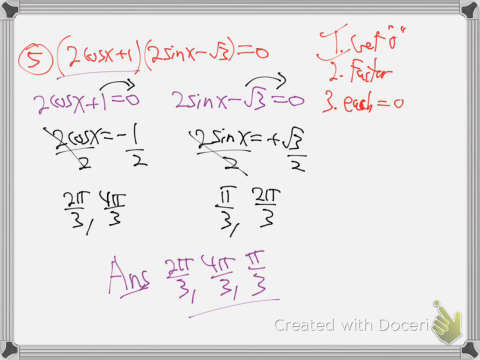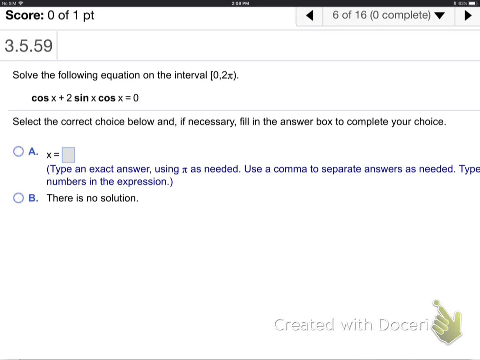That makes sense on number 5? They gave it to us almost done. They were already down to the parentheses equals 0 stage. Good there. Questions? Okay, so number 6, cosine x plus 2 sine x cosine x equals 0. Yeah. Okay.